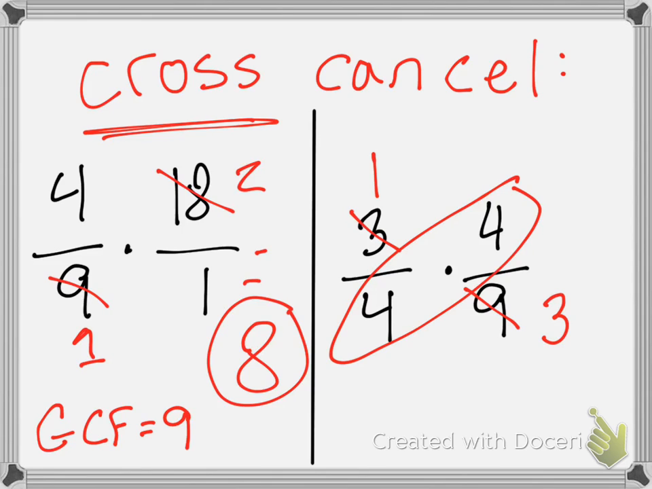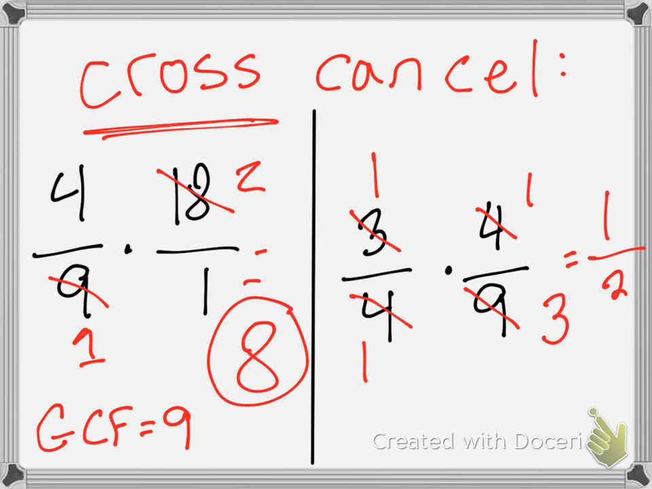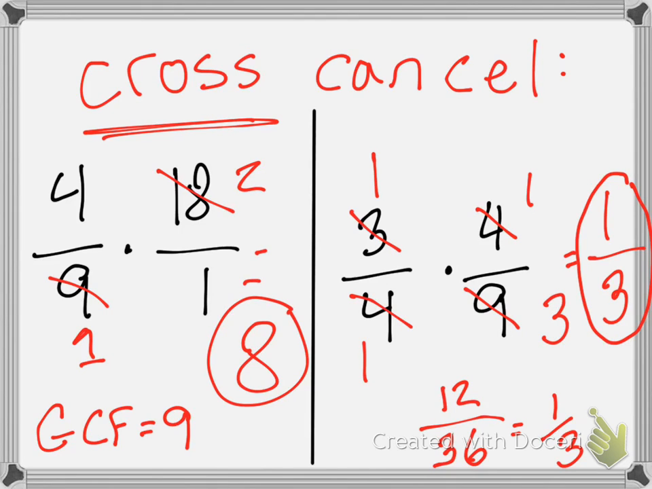Can I simplify this side? Yes. So let's see. What can I cancel out with these ones, Madison? The greatest common factor is 4. They're both 4. 4 divided by 4 is 1. 4 divided by 4 is 1. What's 1 times 1? 1. What's 1 times 3? 3. So our answer is 1/3. We would get that same answer the other way. We would get 12 over 36, and then that simplifies to 1/3. But do you see how much quicker it is when we do cross-canceling?